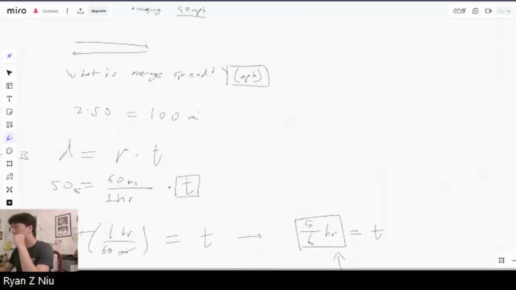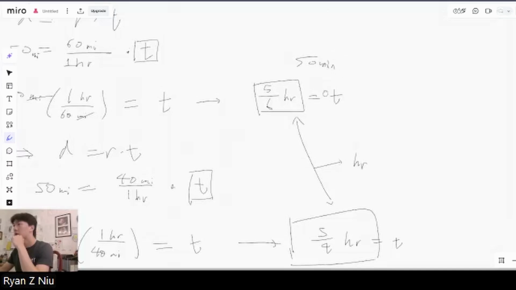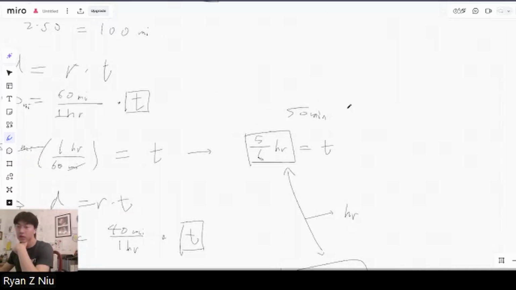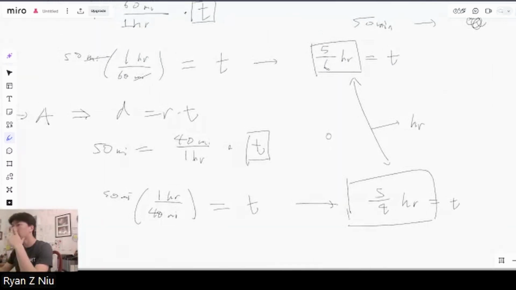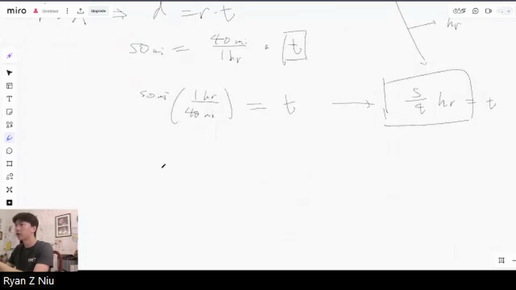So if we were to translate this into 50 minutes, it'd be easier to work with the 50 minutes, but we would have to convert that back to some form of hours later on. And so it's much more direct if we just keep it with hours, right? So now we have the first part is 5/6 of an hour. The second part is 5/4 of an hour. So our total time is 5/6 plus 5/4.